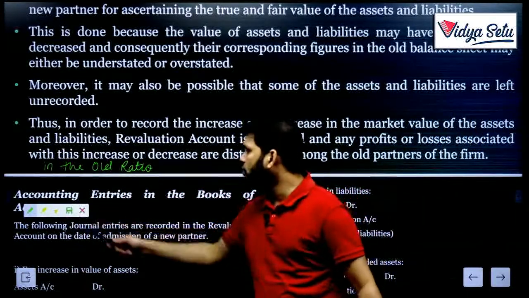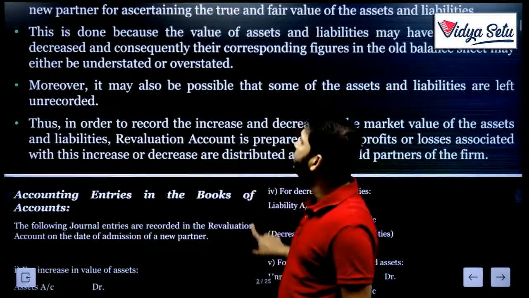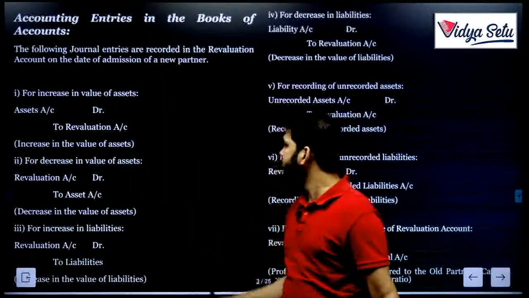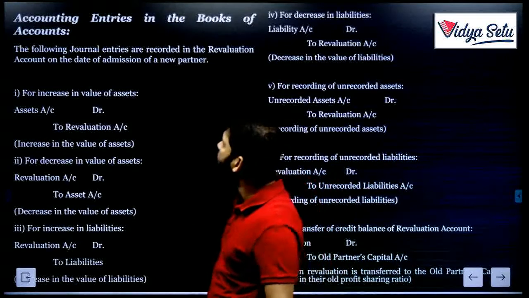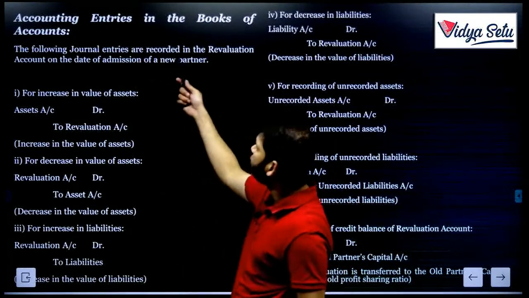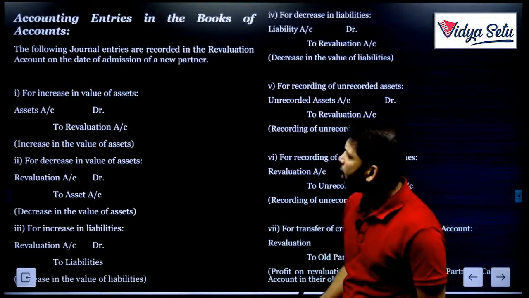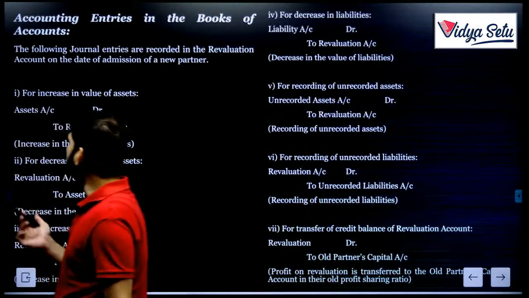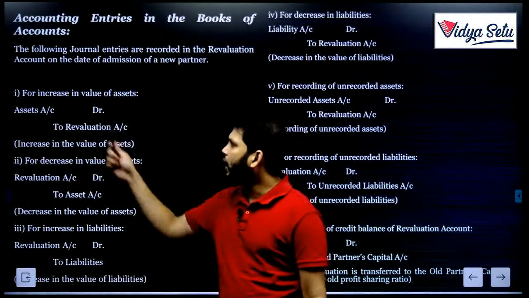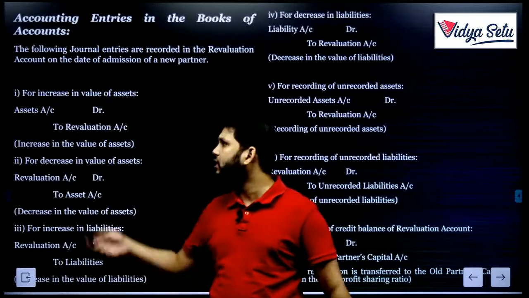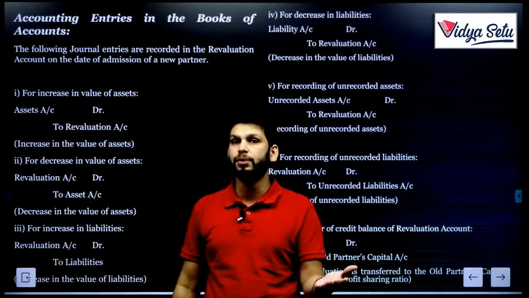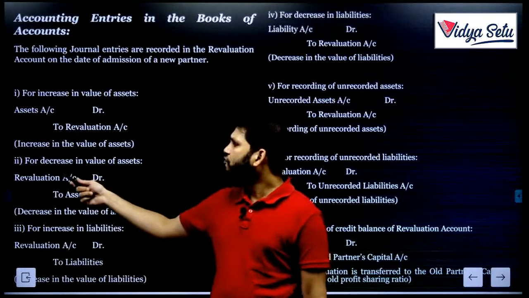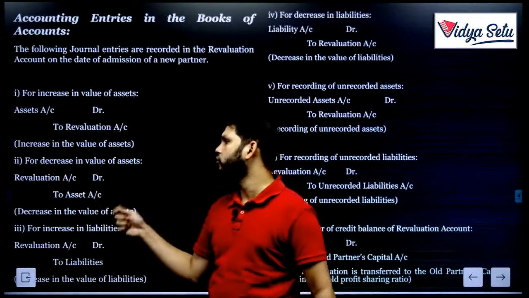Next thing, they have also asked us to do the accounting entries. So accounting entries, I have divided into two parts. Accounting entries in the books of accounts: the following journal entries are recorded in the revaluation account on the date of admission of a new partner. I hope this is visible to you. So for increase in the value of assets, wherever we have to increase the value of an asset, we have to debit, because assets have positive debit balance and negative credit balance. So assets debit to revaluation. For decrease in value, just the opposite, revaluation to assets.